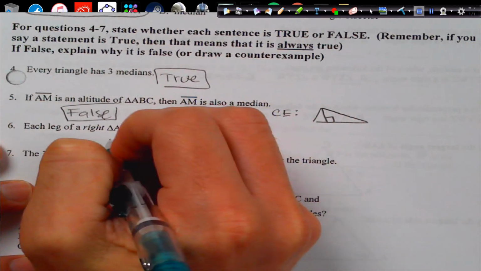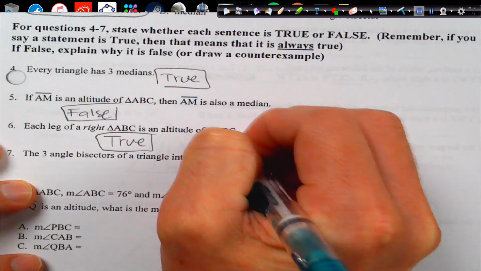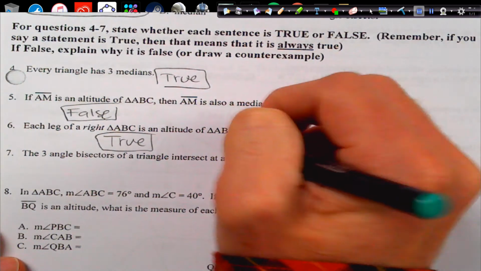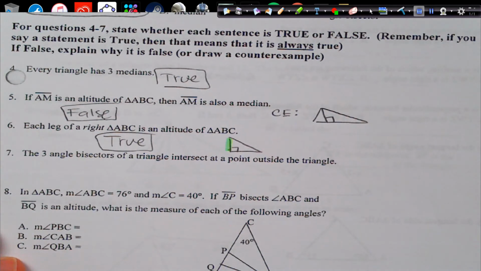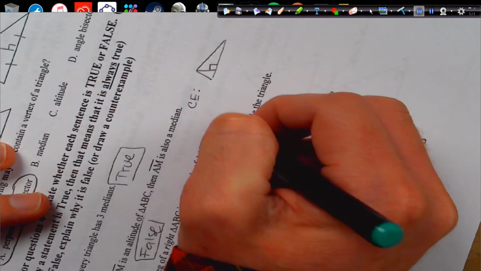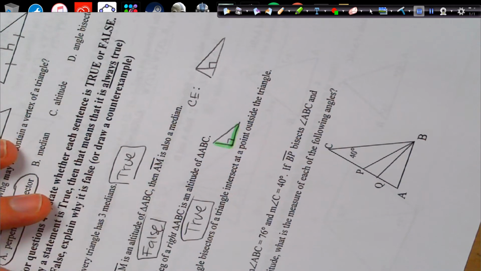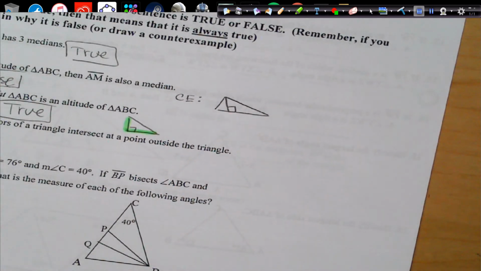Each leg of a right triangle is an altitude. That is actually always true. This is not a counterexample, but an example. This right here is a leg, and it is an altitude. It goes from a vertex, and it's perpendicular. And our other leg is also an altitude. It is perpendicular and goes from a vertex. The third side is called the hypotenuse, which we all know is a pretty funny name.